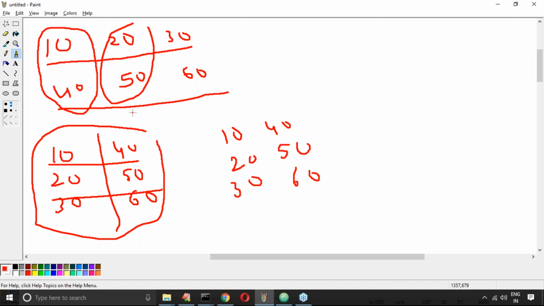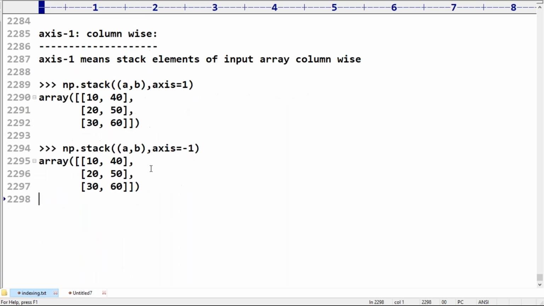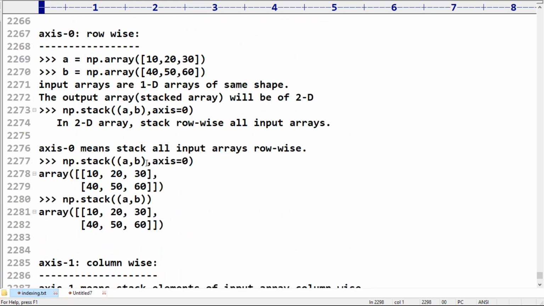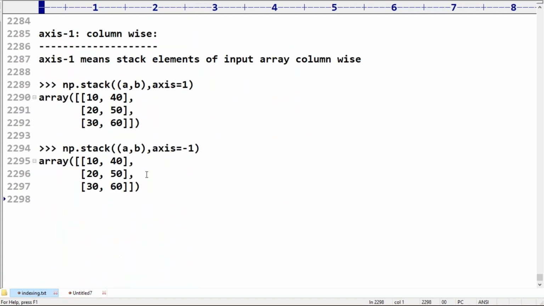If we go for one more example, then you will get much clarity. Understanding these things can be a bit difficult. So this is column wise. Any doubt in any way? I hope you people are in a position to understand, right?